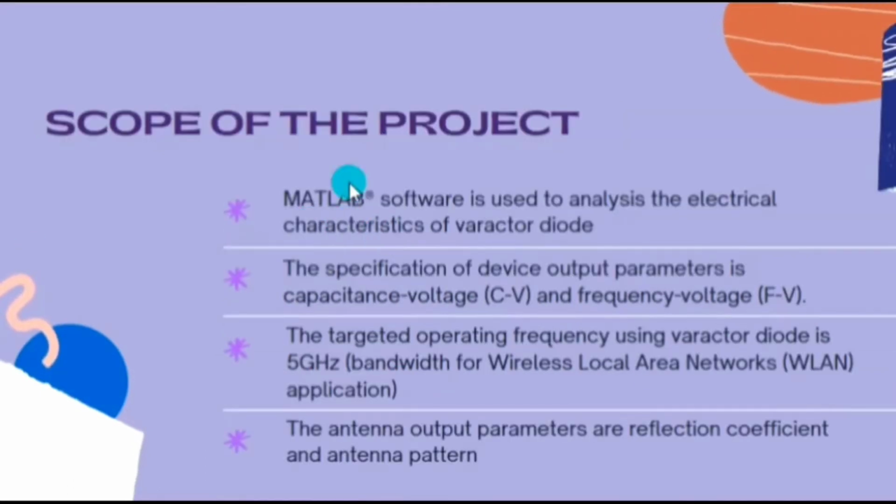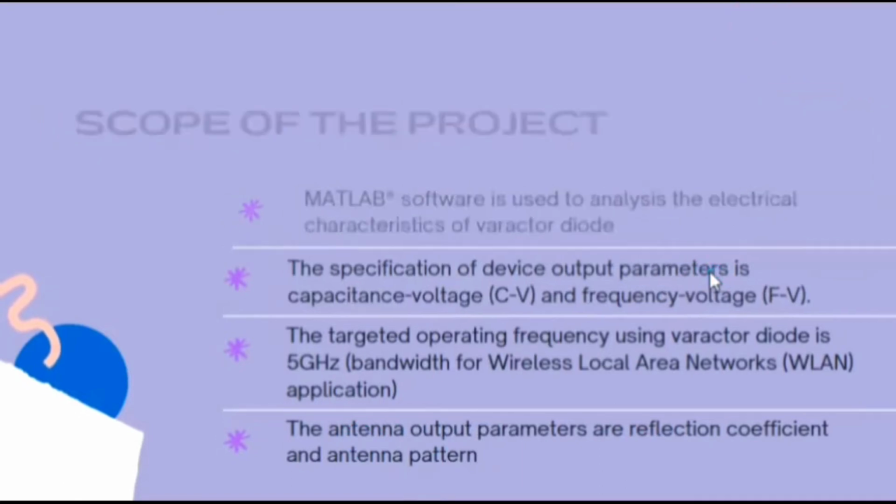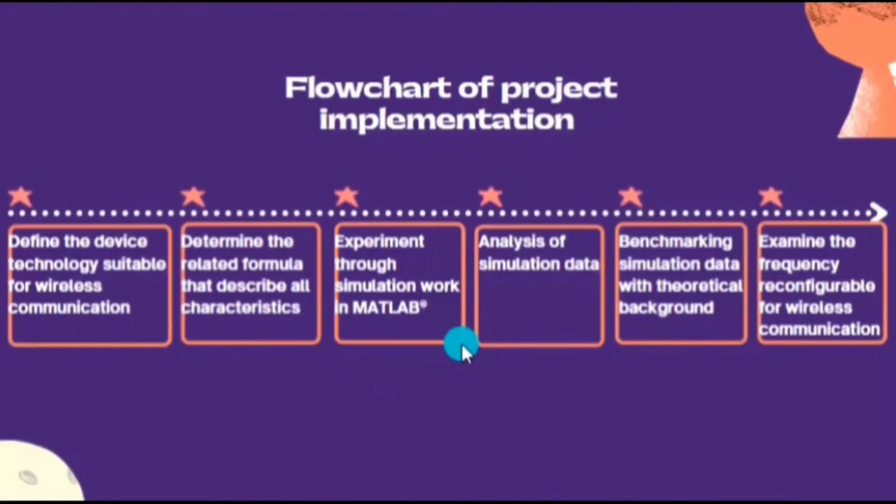For scope of this project, there are some additions from FYP2, which are the targeted operating frequency using varactor diode is 5 GHz, which is for bandwidth for wireless local area network WLAN application. Next, the antenna output parameter that being investigated is reflection coefficient and antenna pattern. The methodology part is remaining same.